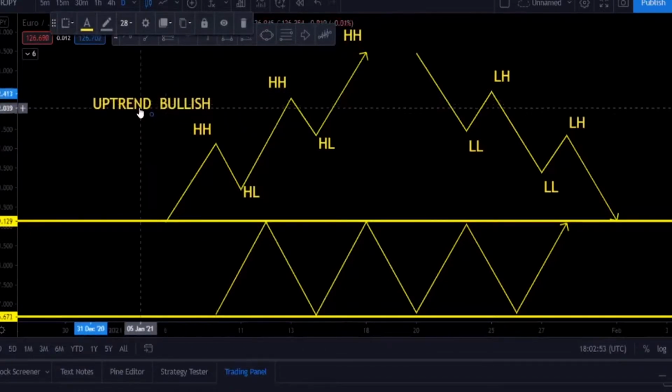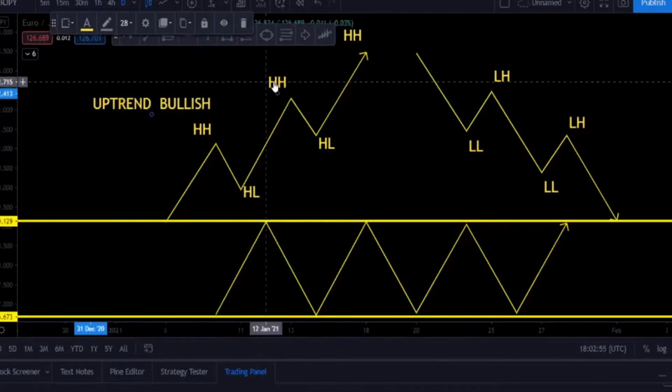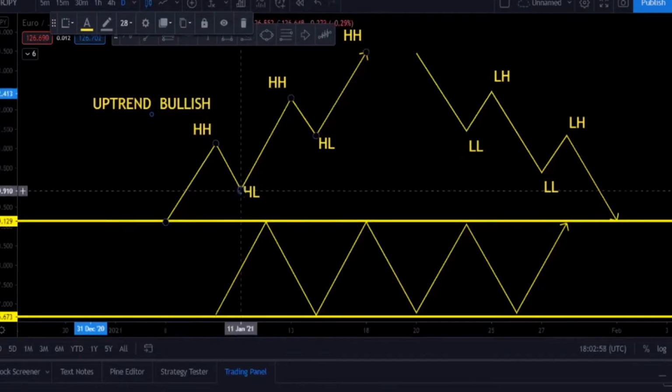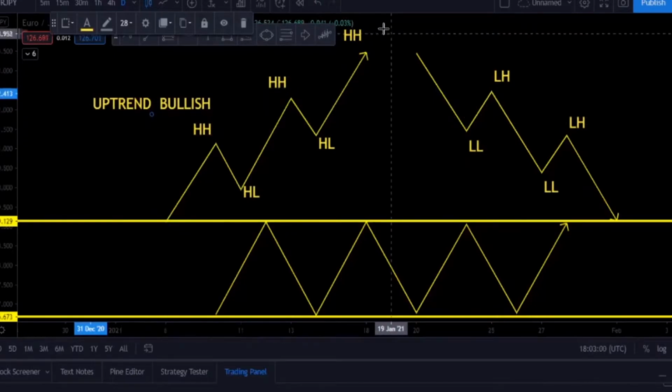So this is one way that the market moves, in that uptrend, like I said, and a bullish uptrend where it creates higher highs, higher lows, and works its way all the way back up.